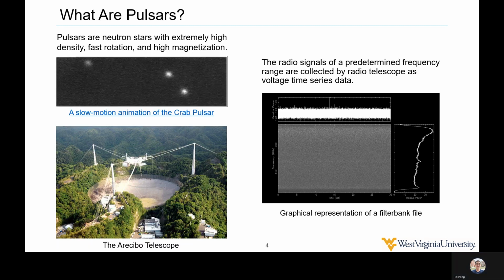You may ask, what are pulsars? Pulsars are a type of neutron stars with fantastic astrophysical properties such as extremely high density, fast rotation, and high magnetization. When they rotate, they emit radio pulses. Because pulsars are very far away, their signals are very weak when we detect them on Earth. Therefore, we must use large radio telescopes to find them. Once we collect the radio voltage time series data, we feed them to the pulsar searching pipelines to look for pulsar signals.